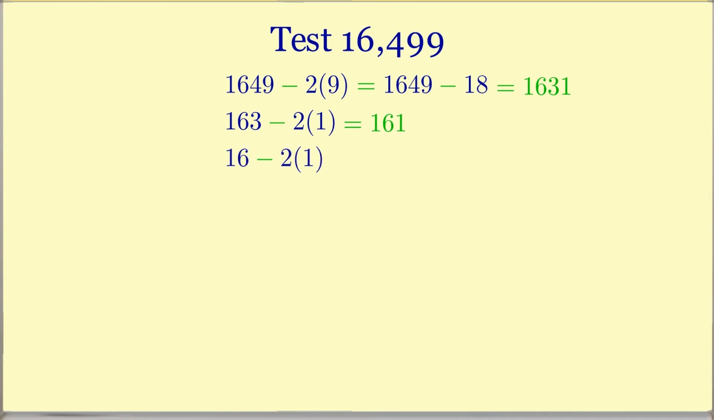Round 3. Take 161. Chop off the 1. Double it to get 2. Subtract from the rest. 16 minus 2 equals 14. Boom! The dust settles on 14, which is a clean multiple of 7. That means our original behemoth is officially in the 7 club.